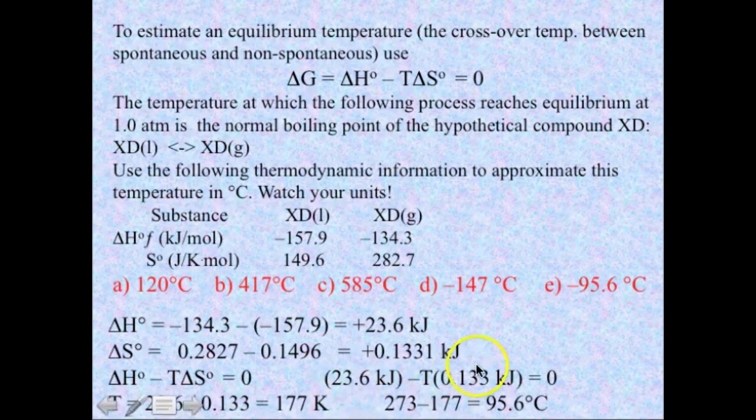So delta H minus T delta S equals 0, the equilibrium point, and we plug in the change in enthalpy and the change of entropy, and we solve for temperature. And the temperature comes out to be 177 Kelvin. And if we subtract that from 273, we convert it into degrees Celsius, 95.6. Did you get it?